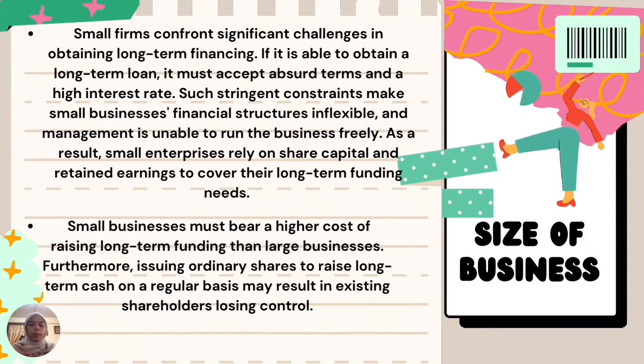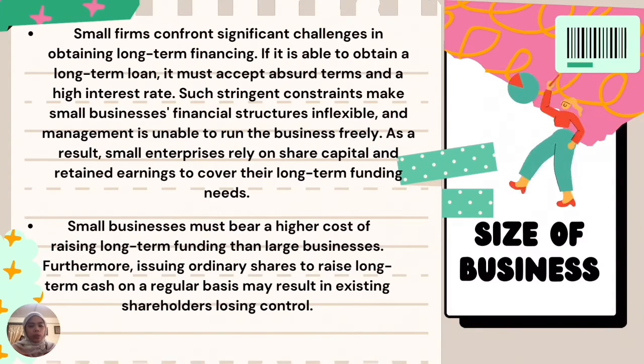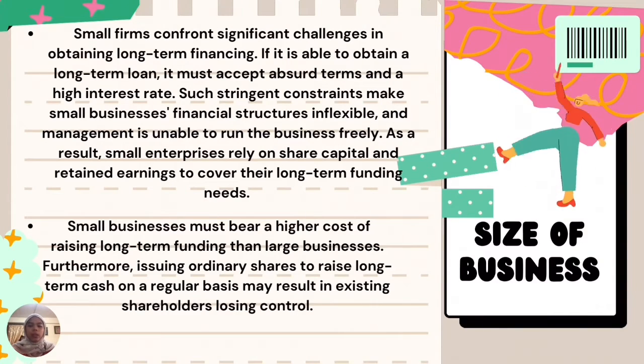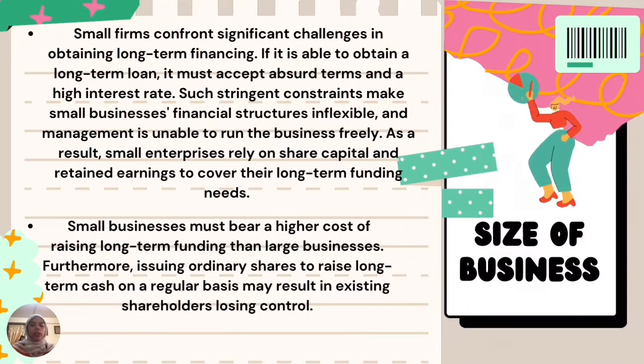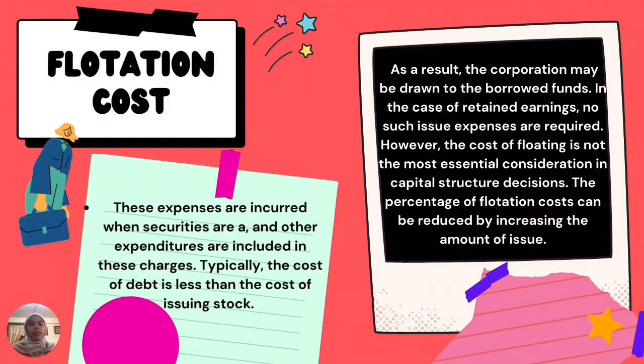Small companies have to bear a greater cost of raising long-term funds as compared to large companies. Besides, issuing ordinary shares every time to raise long-term funds may result in loss of control by existing shareholders. Large companies are able to raise their long-term loans on comparatively cheaper terms and can issue ordinary shares and preference shares to the public. Due to the issuance of shares of high amount, the cost of issue is low in comparison to small companies.